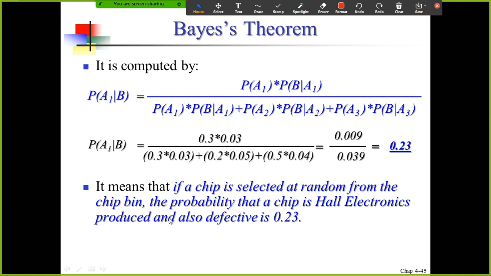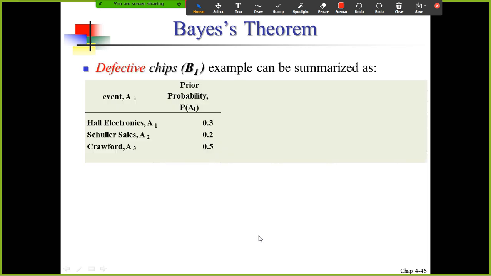from Hall produced, defective. From Hall produced, it should not be n. If I use n, maybe you get confused. From Hall produced are defective. The probability that a chip from Hall supplier is defective is 20%. Okay, 23%. So the defective, not working chip example is summarized by a table.